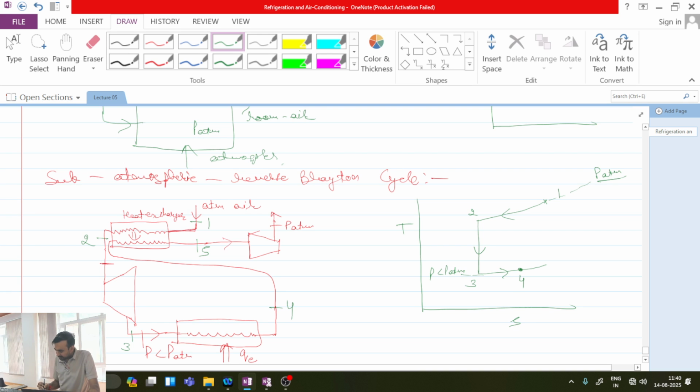Then 4 to 5 is again some heating, not cooling, some heating in this heat exchanger, because the T2 temperature is greater in comparison to the T4 temperature. So heat will transfer from this side to this side, and then from 5 to 1 again I have increased the pressure, and the air is again dumped to ambient. All are clear to this point? Anyone is having any doubts? So this type of cycle is called the sub-atmospheric reverse Brayton cycle, and this is nothing but an open type cycle.